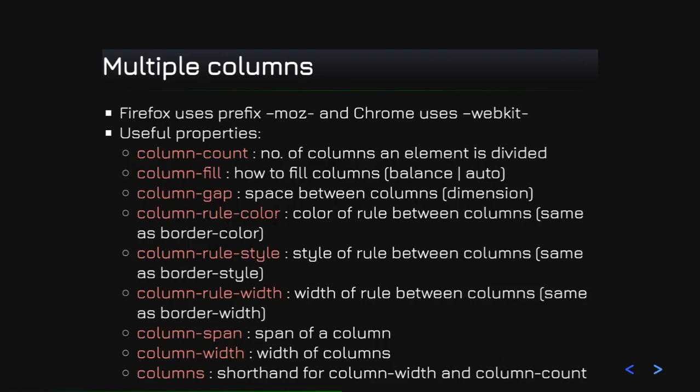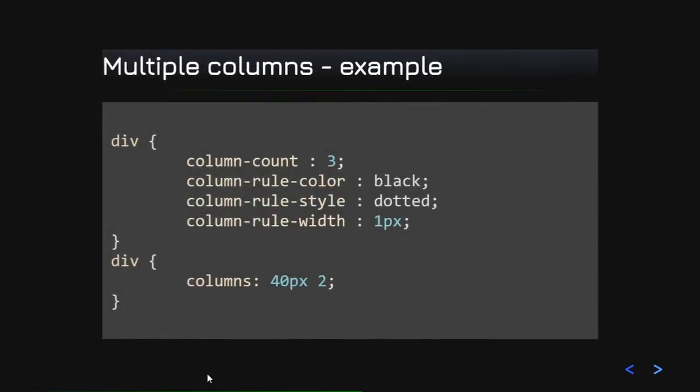This one, column rule color, specifies the border color of a column, the border style, and the border width of a column. Column span, just like for HTML tables, specifies whether a column spans over several columns. Column width, and of course, a shortened property, columns, for all the above CSS properties. So if you want to set all the above CSS properties using only one simple CSS property, columns, we can do this. An example of multiple columns.